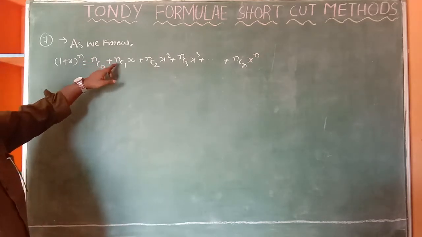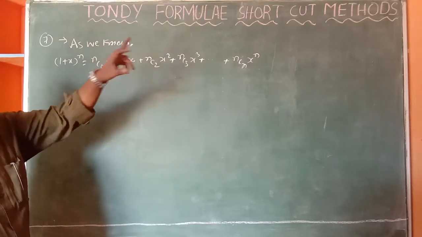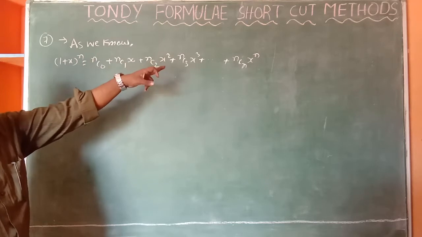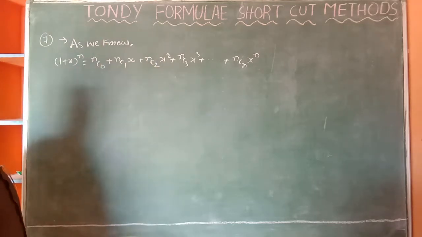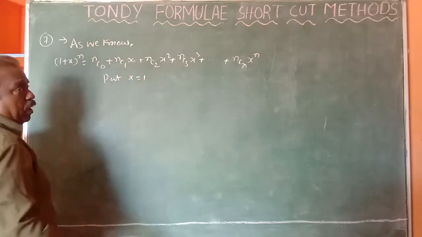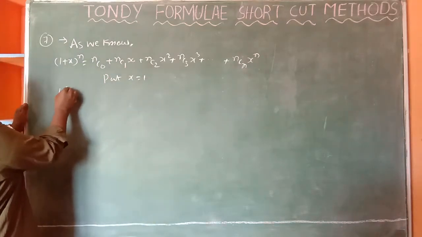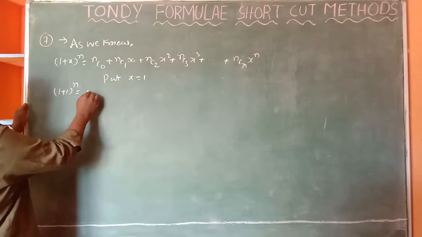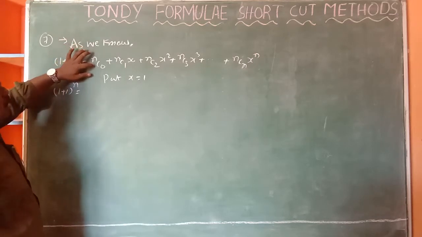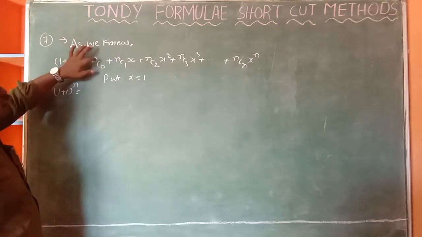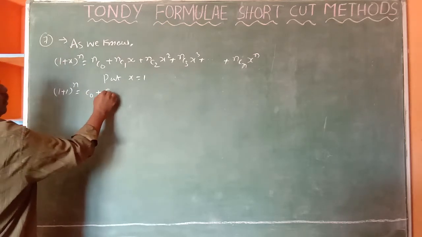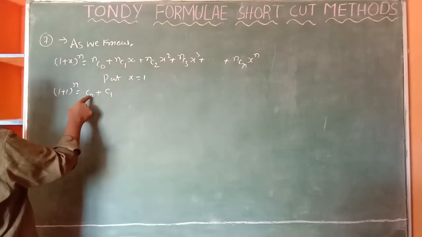nC0, nC1, nC2, nC3 up to nCn, and here are x^0, x^1, x^2, x^3, x^n. Yeah, okay. We know it. Put x equal to 1. Then it is (1 + 1)^n. It is nC0. I am writing one notation. Always writing nC0, nC1, nC2, nCn is simply written as C0, C1. C1 means nC1. C0 means nC0.